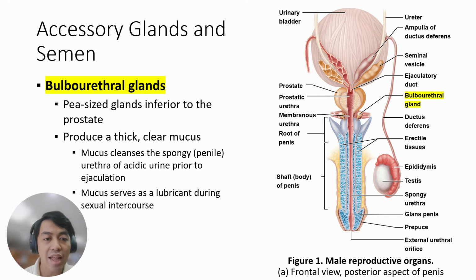The bulbourethral gland also releases a fluid or mucus that prepares the urethra for the sperm to pass through. Because without the fluid of the bulbourethral gland, the urethra has been passed through by the urine. So in order to prepare this area for sperm passage, the bulbourethral gland releases a fluid.